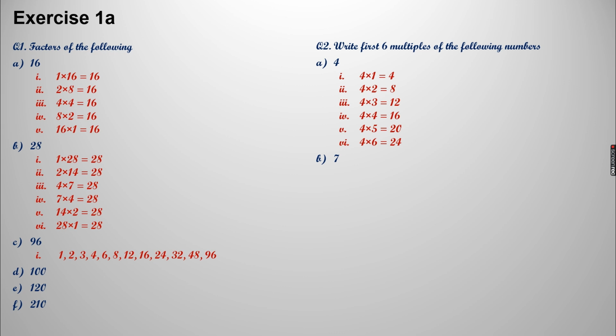Okay. Question number 2, part B. What about 6 multiples of 7? Let's try that. 7 into 1 is equal to 7. 7 into 2 is equal to 14. 7 into 3 is equal to 21. 7 into 4 is equal to 28. 7 into 5 is equal to 35. What about 7 into 6? Yes, that's 42. Correct answer. 7 into 6 is equal to 42.